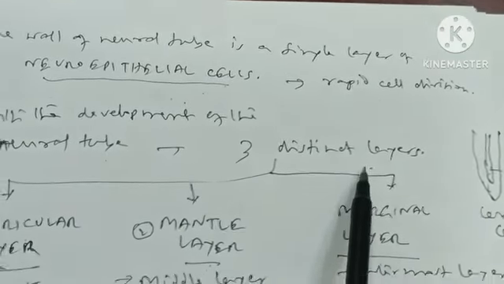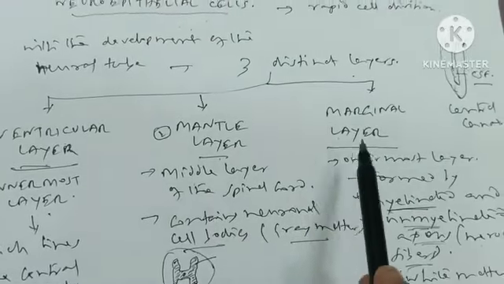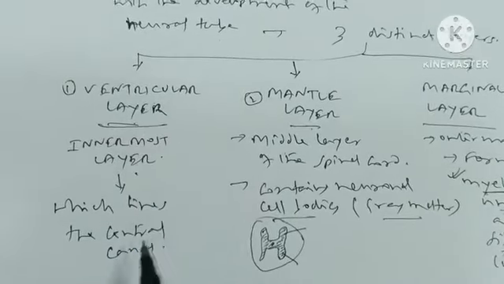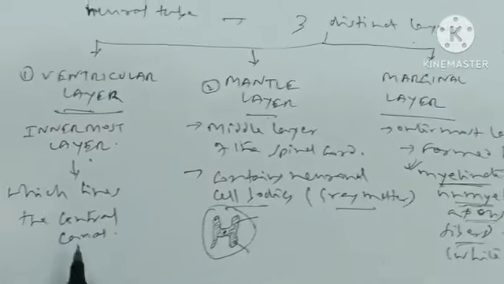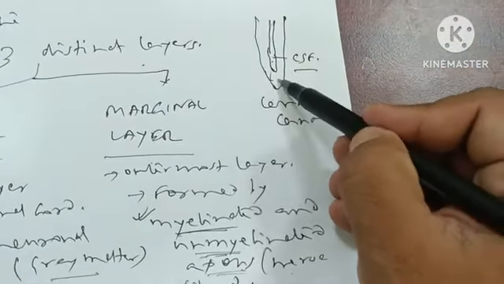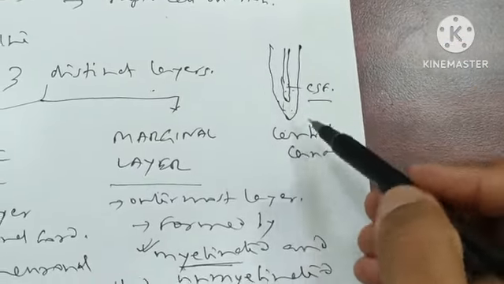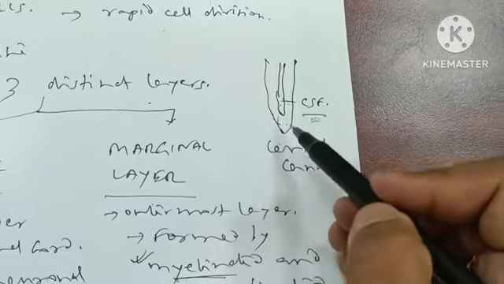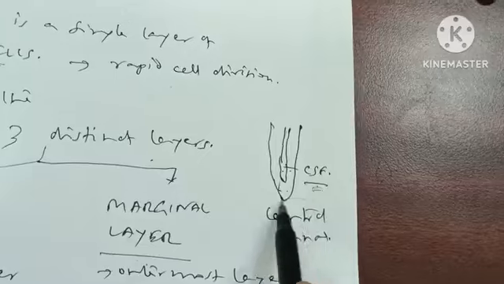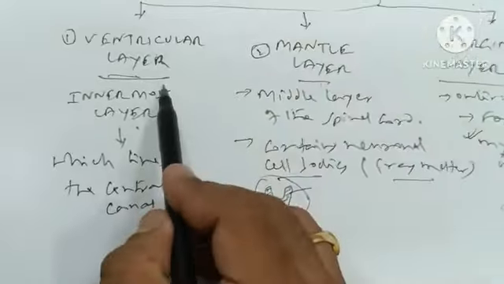What are those three distinct layers? The innermost layer is called the ventricular layer, the middle layer is called the mantle layer, and the outermost layer is called the marginal layer. The innermost layer, the ventricular layer, lines the central canal. What is the central canal? The central canal is the narrow canal that runs through the center of the spinal cord, and this narrow canal contains cerebrospinal fluid.